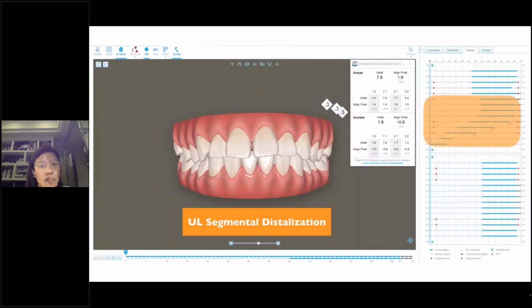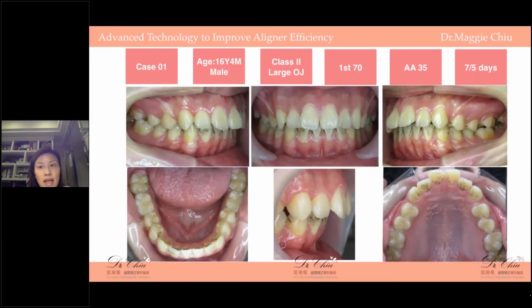So this is the ClinCheck plan. On the lower arch, we plan simultaneous expansion to decrowd some of the crowding. On the upper arch, we can go back a little bit. On the right, it is nearly canine class 1, and class 2 on the left. That's why the treatment goal of the ClinCheck was to distalize the upper left, and together with class 2 elastics, we are going to correct his class 2 malocclusion. So this is the proposed ClinCheck plan.